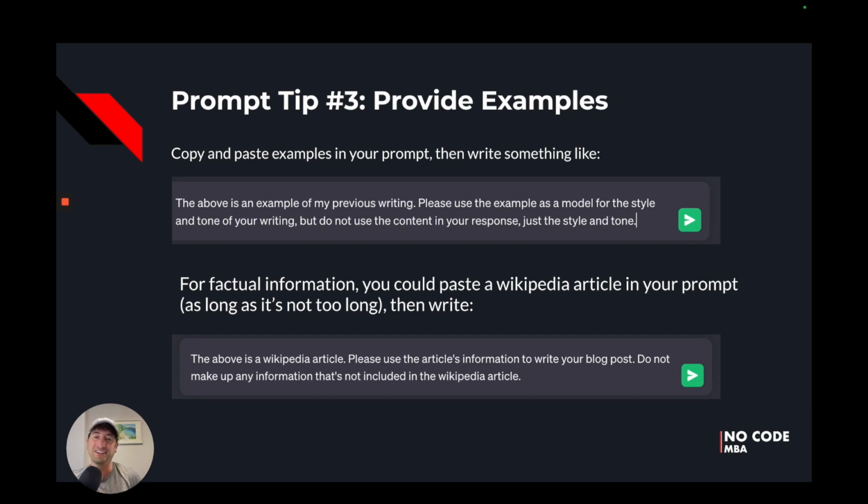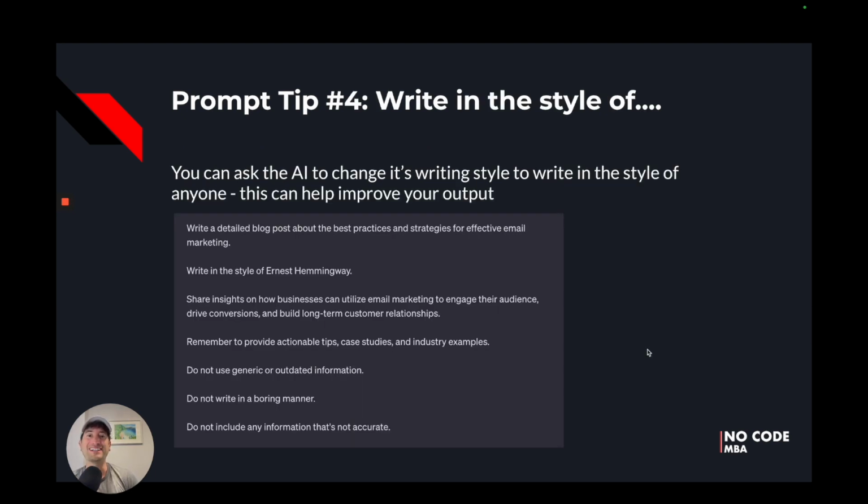I've used this in a lot of different use cases. So next is to write in the style of. So this is where you can ask the AI to change its writing style to write in the style of anyone, usually someone famous that it has heard of before when it was trained on the internet. So this can help improve your output. So just as an example, here we're saying, please write a blog post, and we're saying to write in the style of Ernest Hemingway. Now, this might not be the style you would actually want for a blog post, but you can imagine how you could use this technique and ask it to write in the style of a variety of different types of people.